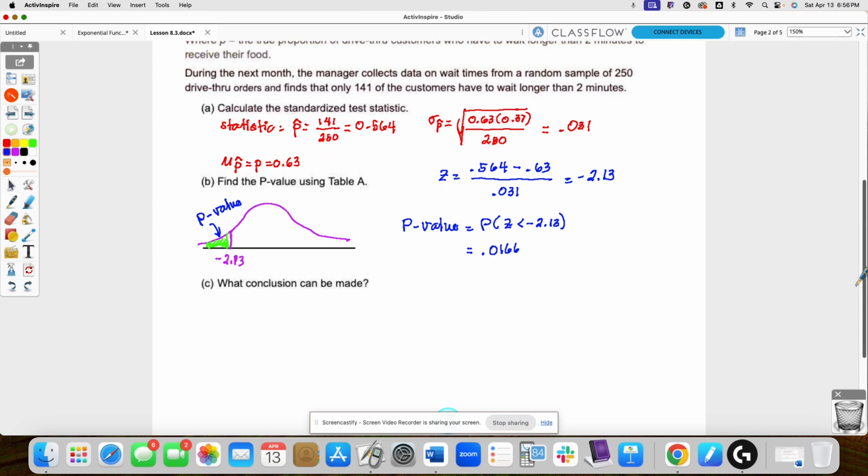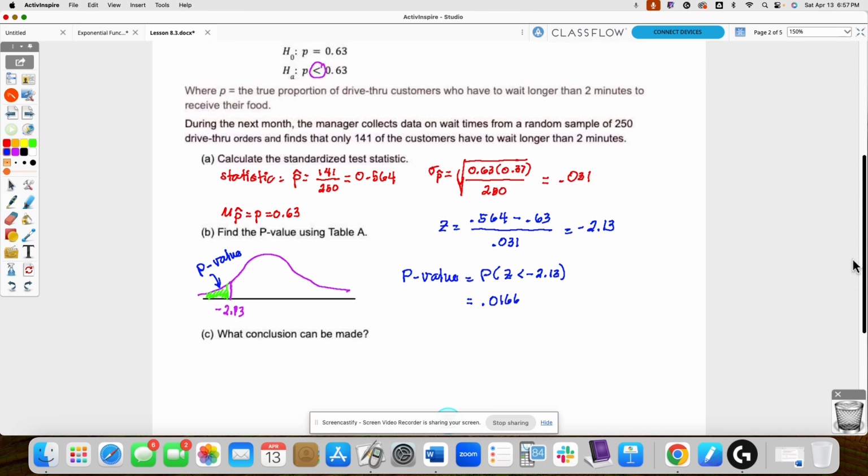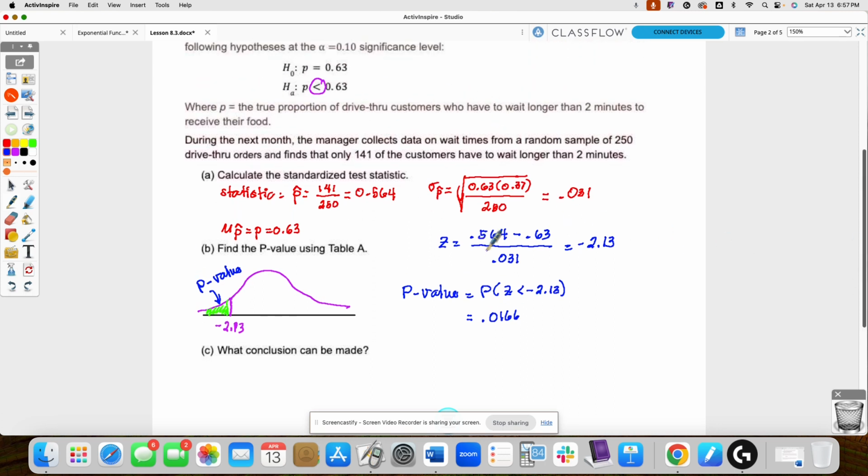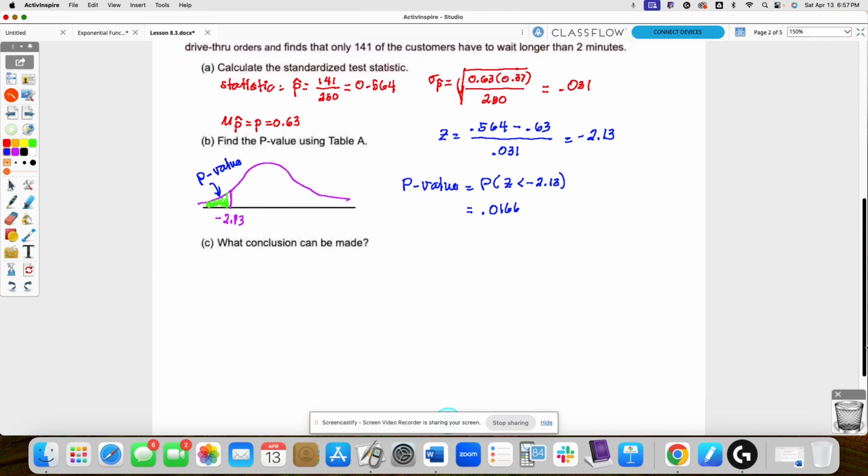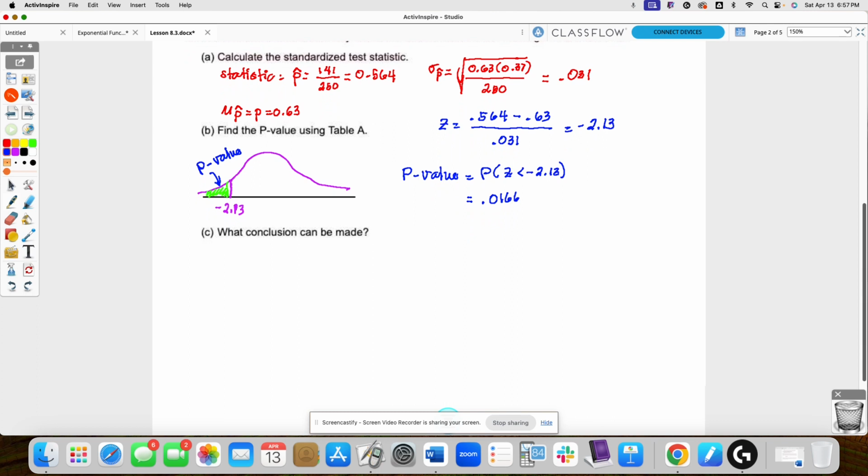You shade the correct region depending on the alternative hypothesis. So if it's less than, you shade on the left side. If it is greater than, you shade on the right side. Okay? Because remember, in this particular unit, we are only doing one-tailed. Either the left or the right.